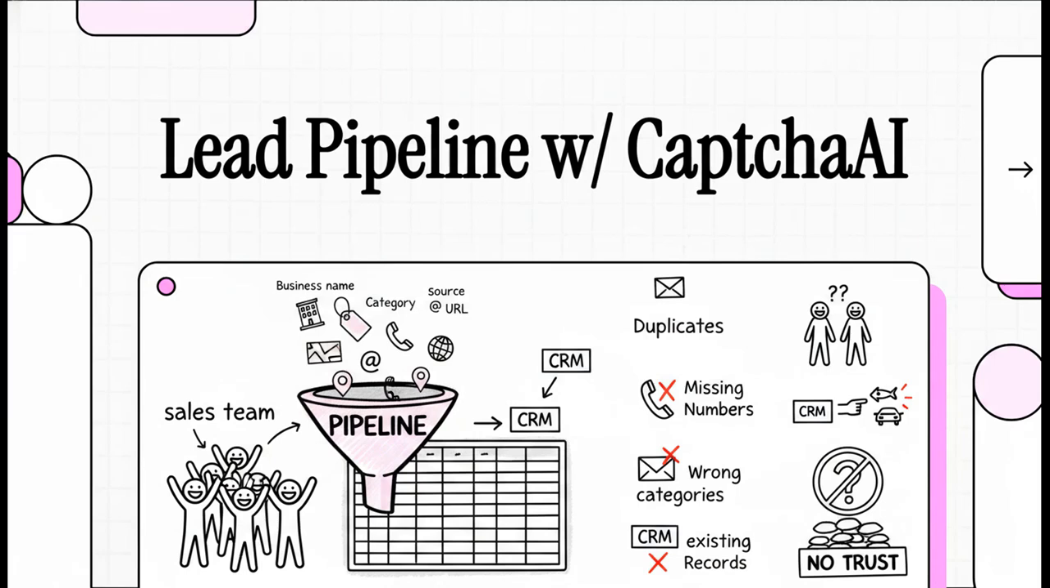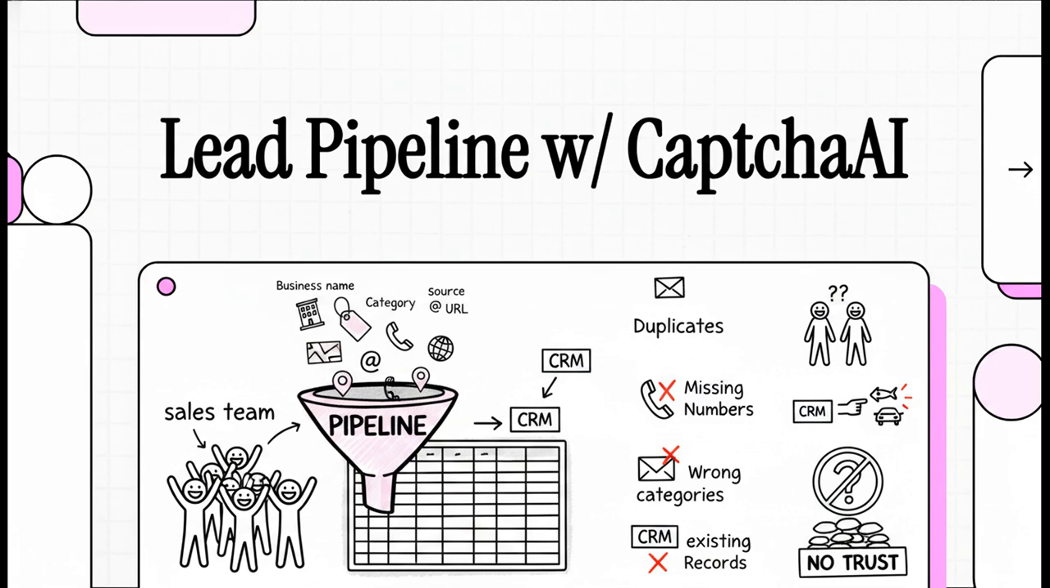So picture this. Your sales team is absolutely fired up, right? They're asking for more leads. So the growth team, eager to deliver, goes ahead and builds a pipeline. It scrapes everything: business names, categories, phone numbers, emails, websites, the whole shebang. It exports all of this into a massive CSV file ready for the CRM.